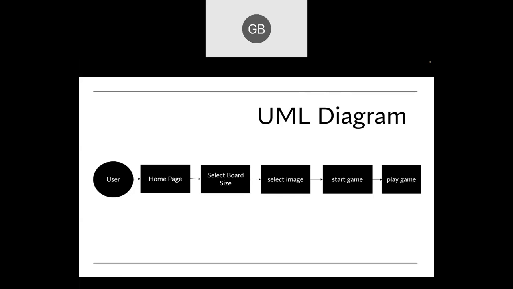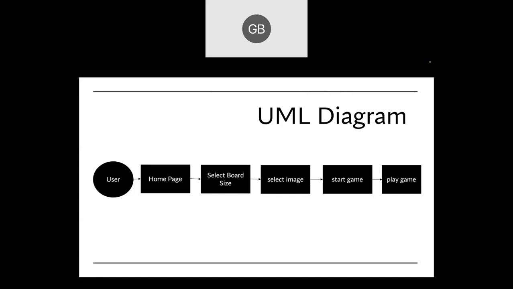First, there will be a user, and we will have a home page. As I mentioned earlier, we are providing the user an opportunity to select the grid they want. That is what we call select board size, where you can select either a 4 by 4 or a 5 by 5. The best thing about our project is that we give the user an option to select the image they want. So he can play the game with an image of his own choice, and after selecting an image, there will be a start game button.